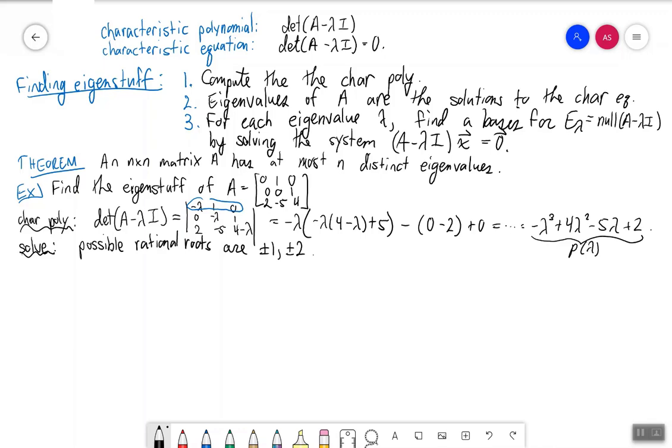So we can just go trial and error and test these. So p of 1 equals minus 1 plus 4 minus 5 plus 2, which is 0. And therefore, lambda equals 1 is a root.